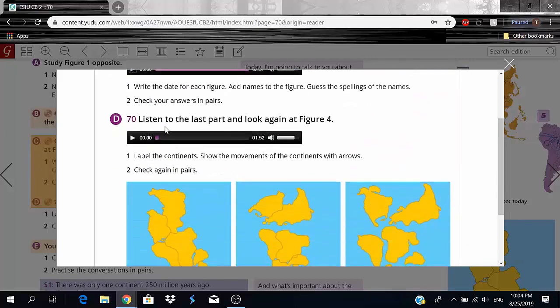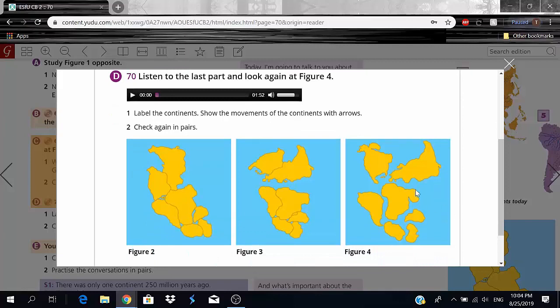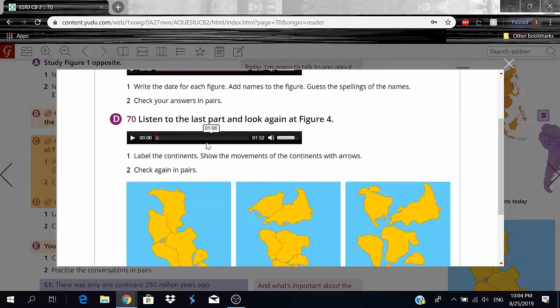Here we have D. Listen to the last part and look again at figure 4. Now we're going to be specifically looking at figure 4 while listening to the last part.